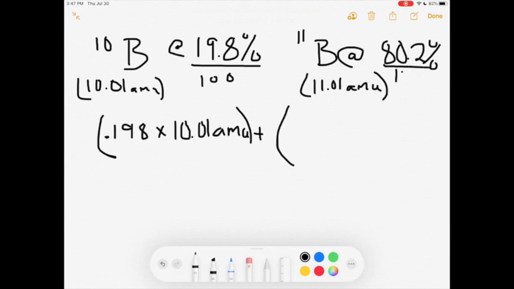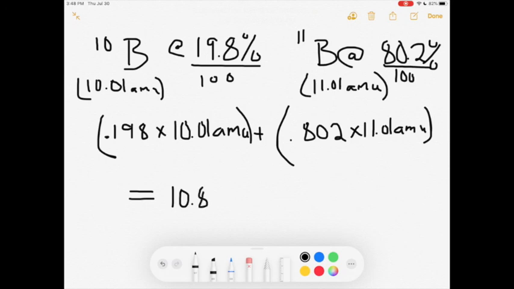So we're going to divide this one by 100. 80.2 divided by 100 is 0.802, times its mass, which is 11.01 AMU. And again, if we had another isotope, we would just keep adding all the isotopes until we run out. But we just have the 2. And our answer is 10.81 AMU.